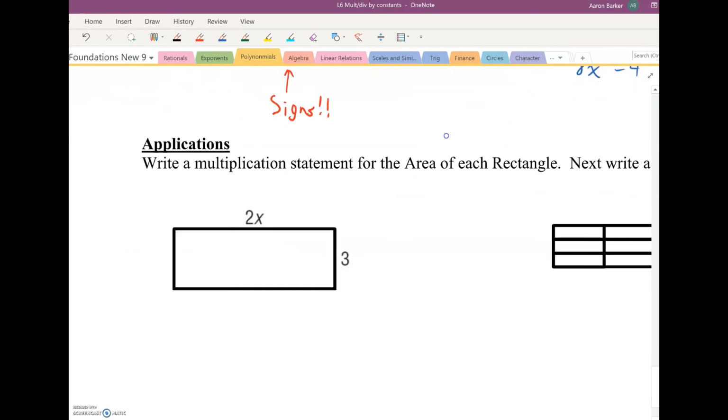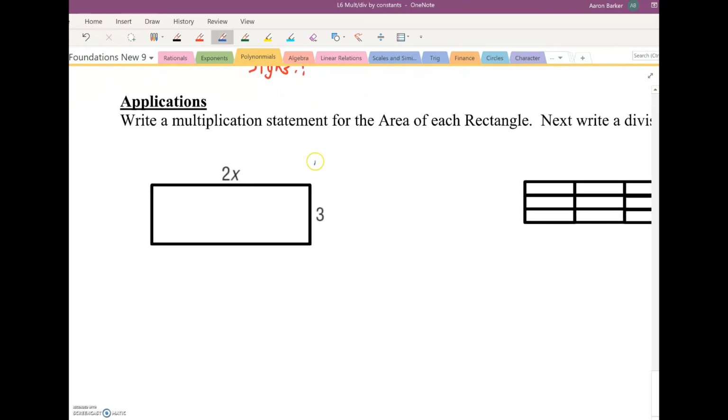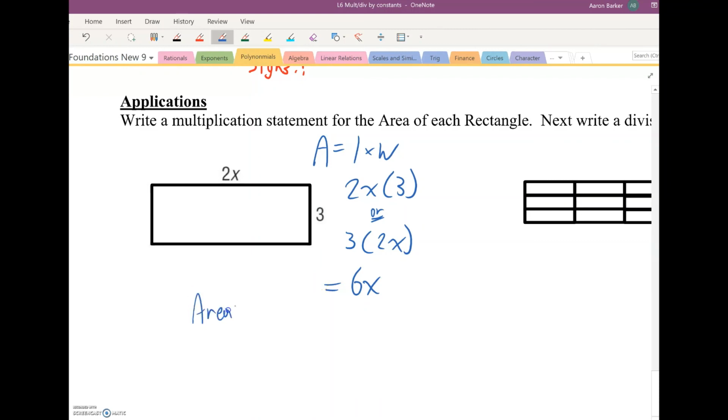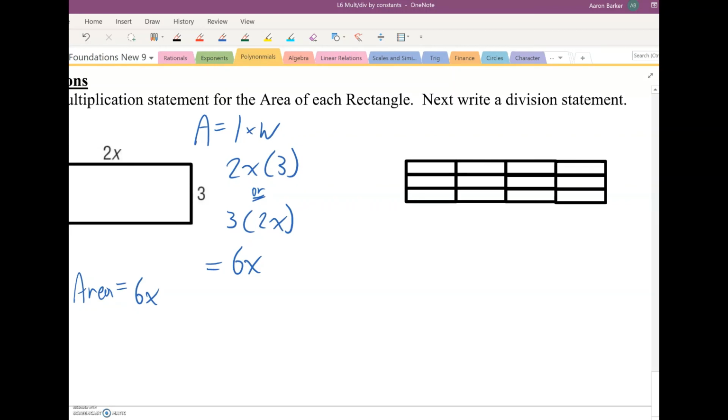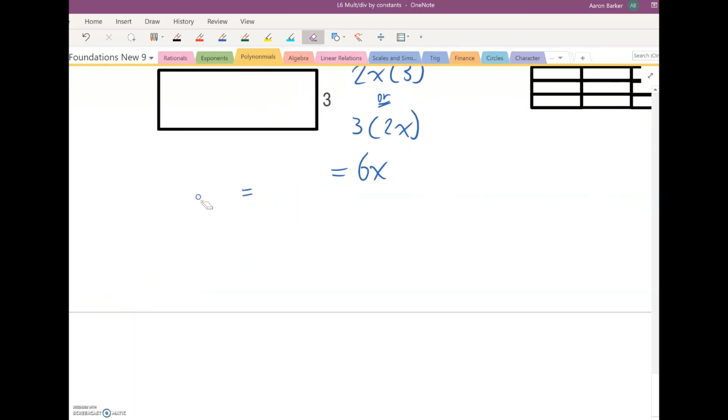Couple applications then. So the area of the rectangle, remember area equals length times width. So we're going to get 2x times 3, or it could of course be 3 times 2x. It doesn't matter the order, it won't change anything. And that equals 6x. So the area equals 6x. All right. Here we have a division. So now, sorry, for the multiplication statement then, my bad, I should have finished that. 3 times 2x equals 6x.